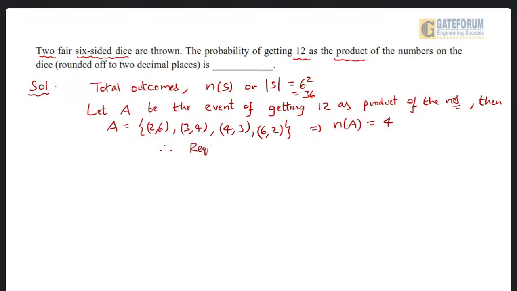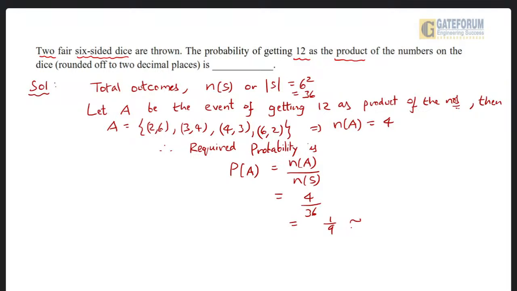Therefore, the required probability is P of A is equal to n of A divided by n of S, 4 divided by 36, which is equal to 1 by 9. Approximately, rounded to 2 decimal places, 0.11. Okay, so the answer is 0.11. This is the end of the question.